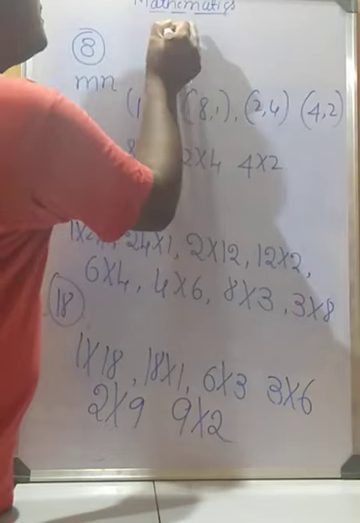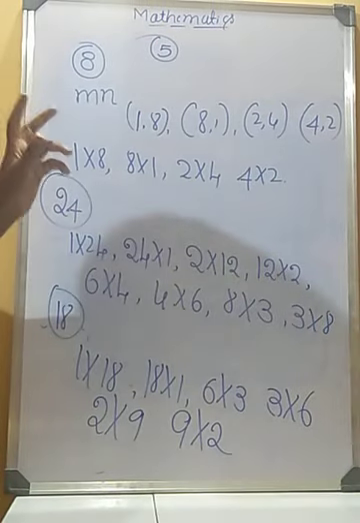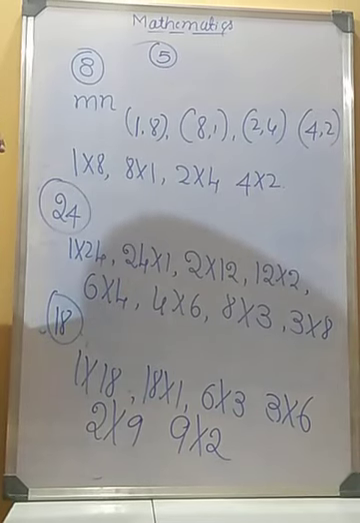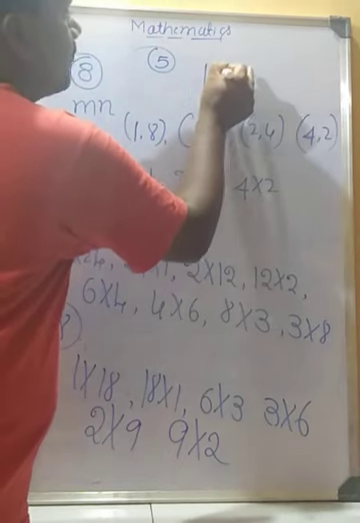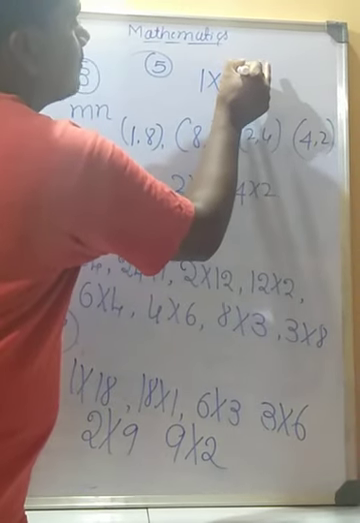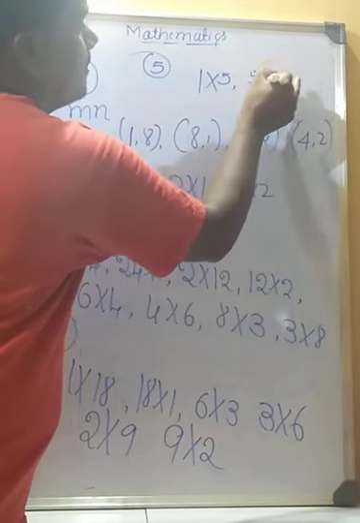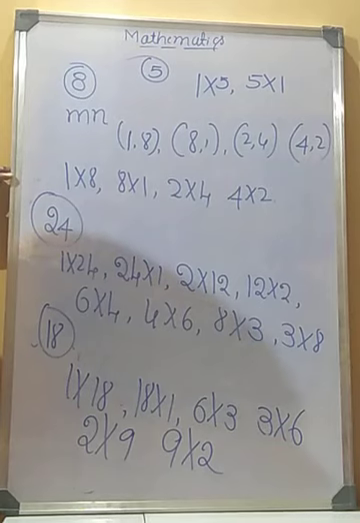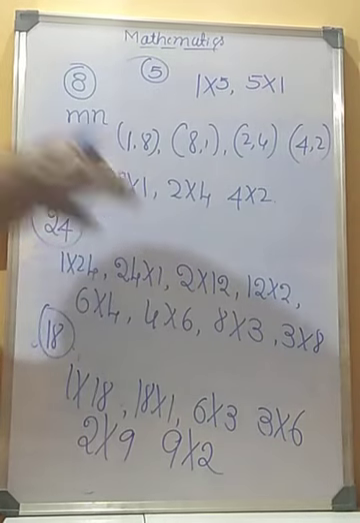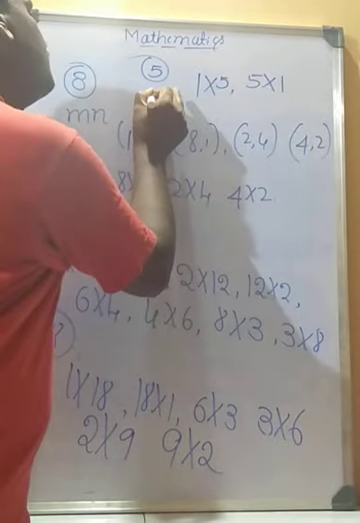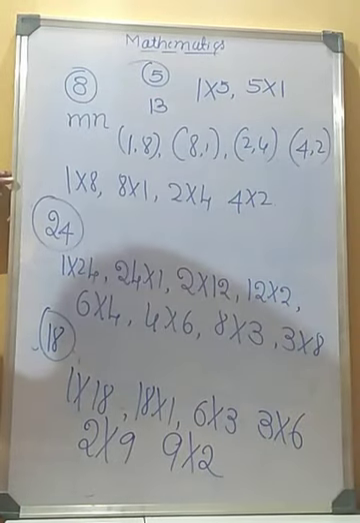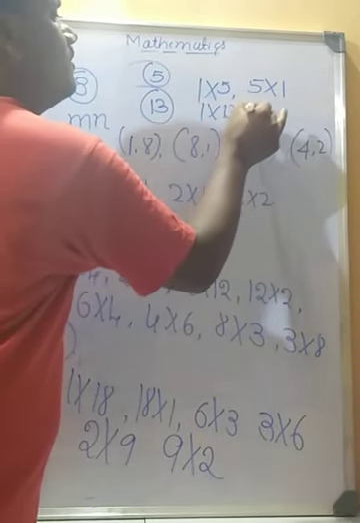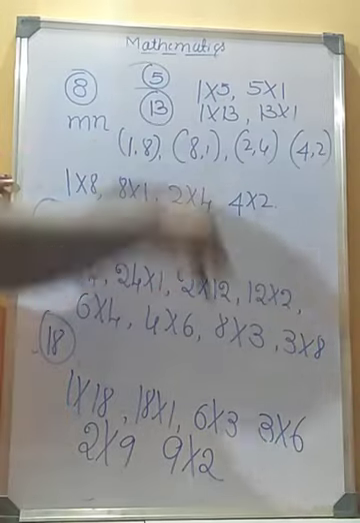If a matrix has 5 elements, what are the possible orders it can have? One possible order is 1 cross 5, and another possible order is 5 cross 1. Only two possible orders it can have. Similarly, if a matrix has 13 elements, what are the possible orders it can have? 1 cross 13 and 13 cross 1.